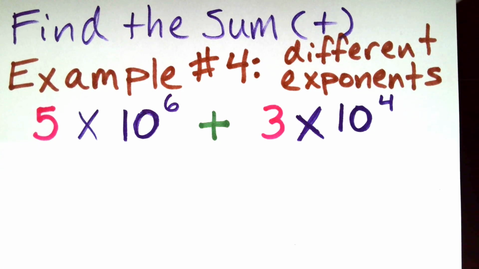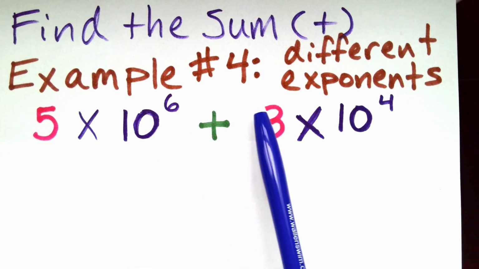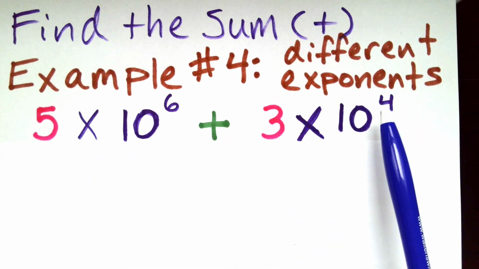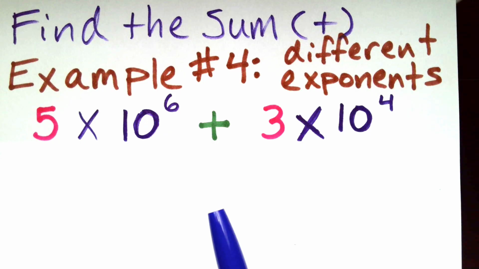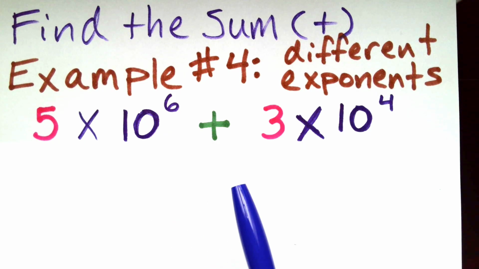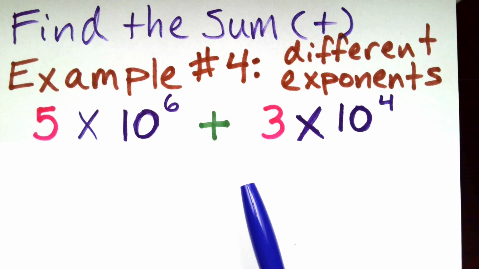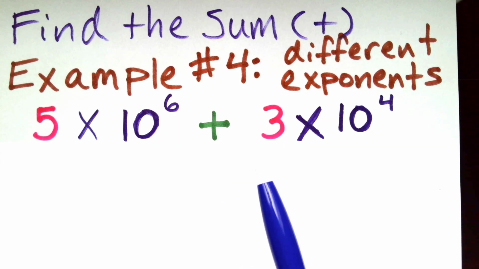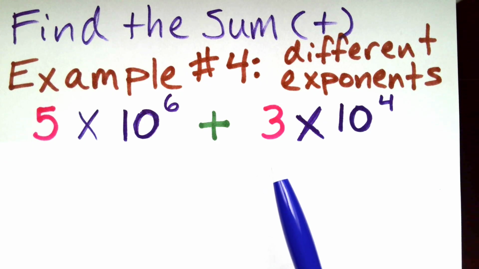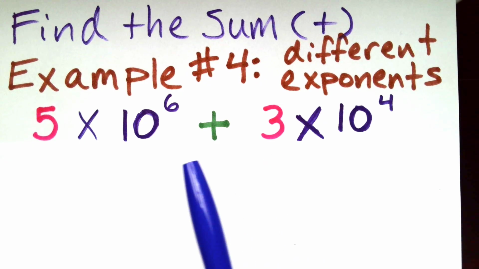This is part 8 video. We're finding the sum, the answer to an addition problem with scientific notation. So here's an example where, again, there are different exponents. What are you going to choose to do? Hey, you can pause this video if you like and test your knowledge, or you can stick around. I'm going to show you maybe the easiest method in order to add these two coefficients.